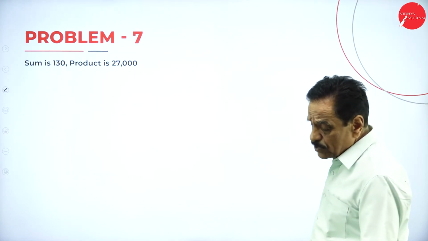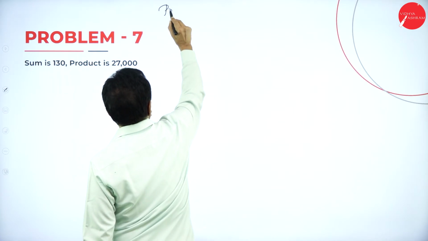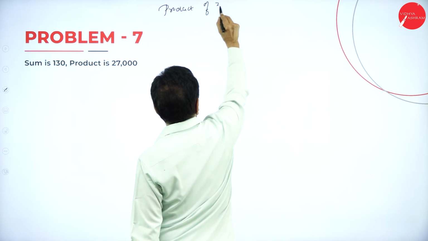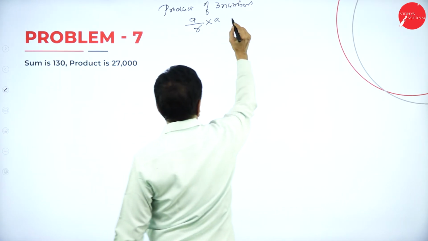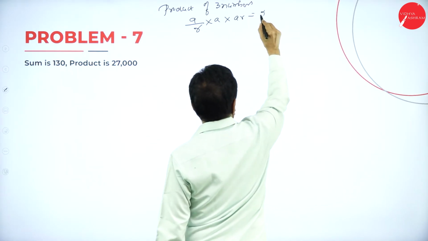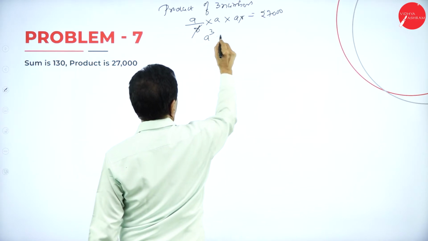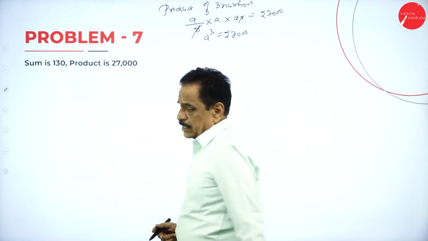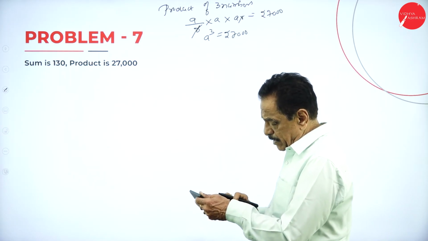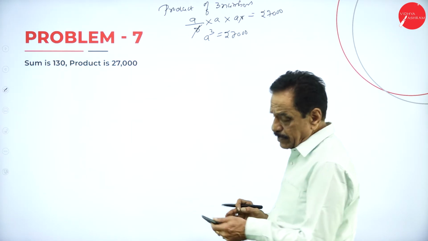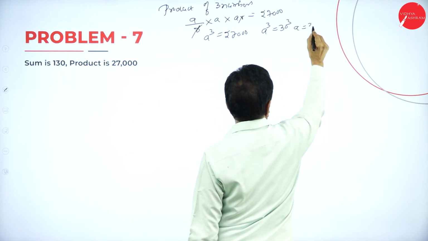Then the seventh problem. Sum is 130. Product is 27,000. Product of three numbers: A by R into A into AR, 27,000. R and R cancel out, A cube is 27,000. I think it is 30 into 30 into 30. So 30 cube, A cube is equal to 30 cube, A is equal to 30.